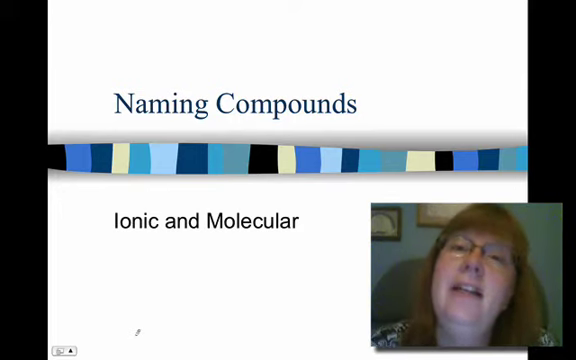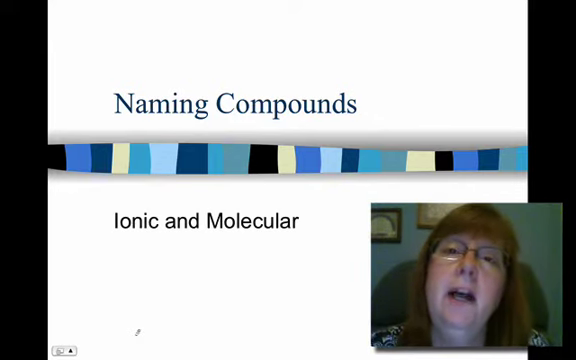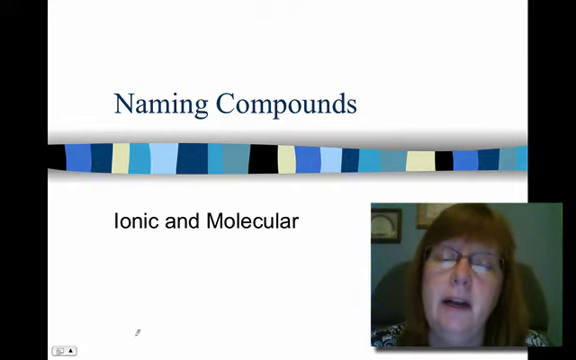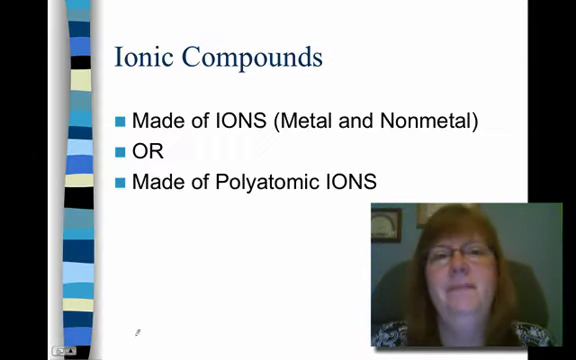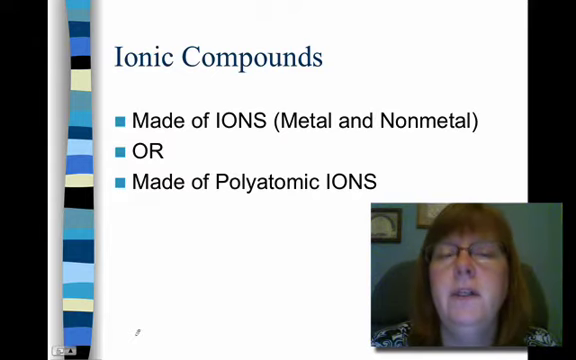Hi, we're going to learn how to name compounds today. The type of compound that we're going to concentrate on is the ionic compound. So let's get started. Ionic compounds are made of metal and nonmetals. So these are the ions of metals and nonmetals.